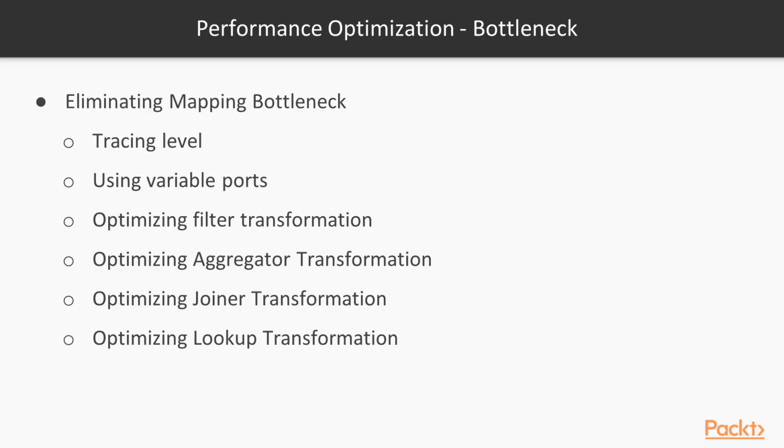Optimize filter transformation. You can use that as early as possible in the mapping to avoid processing unnecessary data. If you filter unwanted records early in the mapping, you can enhance the performance. Similarly, use router transformation in place of multiple filter transformations. That'll help save you time. Optimize aggregator transformation.